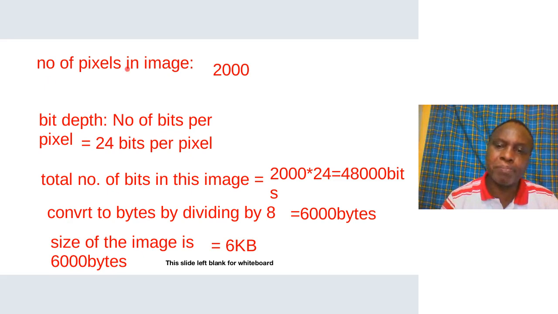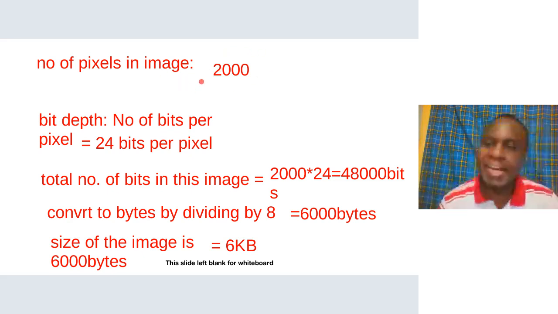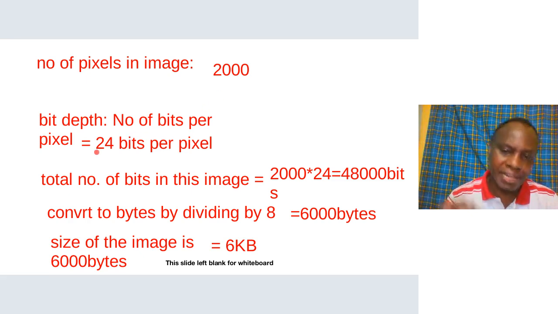Now here, we already said that our whole image, in this case, we did not calculate from dimensions. We just have the number of pixels given, that the whole image is made up of 2000 pixels. And then from there, we are also given what is called the bit depth, which is essentially the number of bits per pixel. And so from there, now we are able to find out.